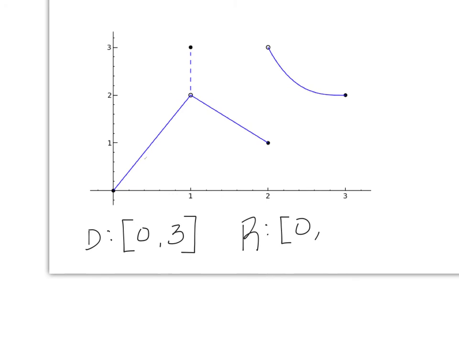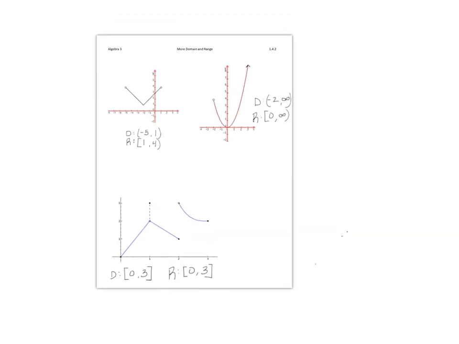Oh, I should get rid of all my scribbles. 3, bracket. So range is my y values, which means it's a horizontal line, okay? So I just double check to make sure they all meet. That is your domain and range.